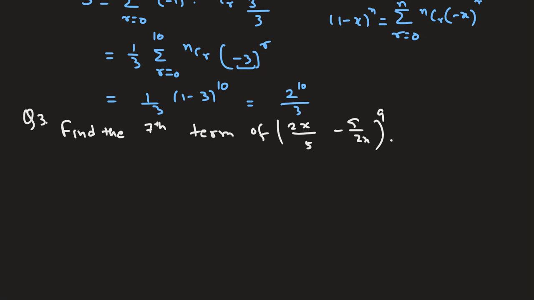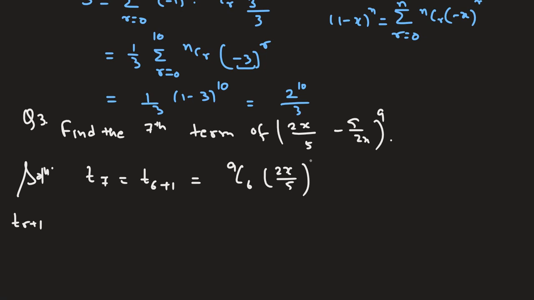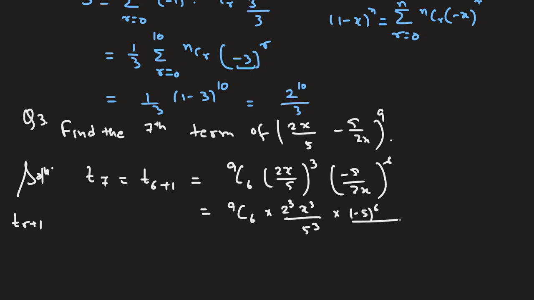So here they are talking about the seventh term. We should write T7, which is the same as T(6+1), because our general formula is T(r+1). So we notice that here r is equal to 6. So nC6, that is 9C6. The first term has power 9 minus 6, that is 3. The second term, −5/2x, has whole power 6.